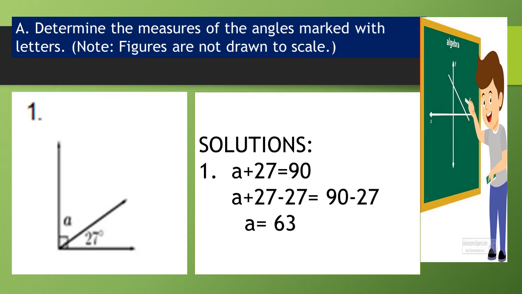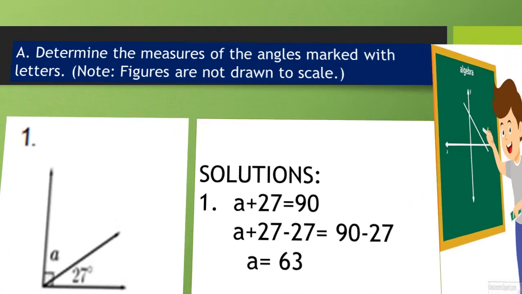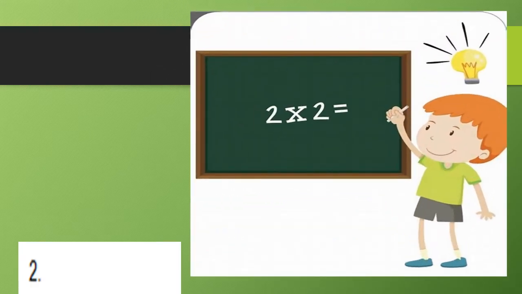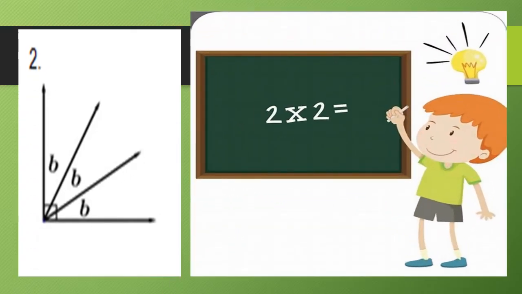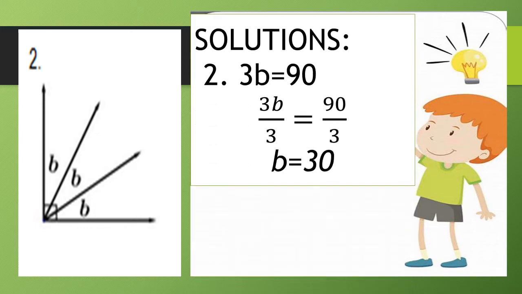Now, let's apply the subtraction property of equality. We have A plus 27 minus 27 is equal to 90 minus 27. Then we simplify 27 minus 27, that is 0, and 90 minus 27, that is 63. So the measure of angle A is 63 degrees. Let's go with example number 2. Again, this is a right angle.